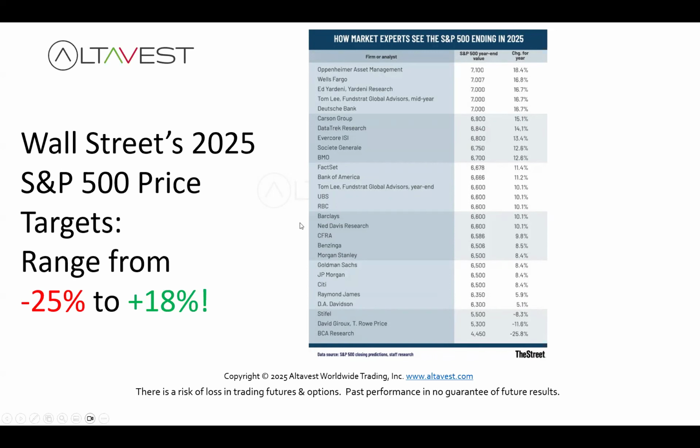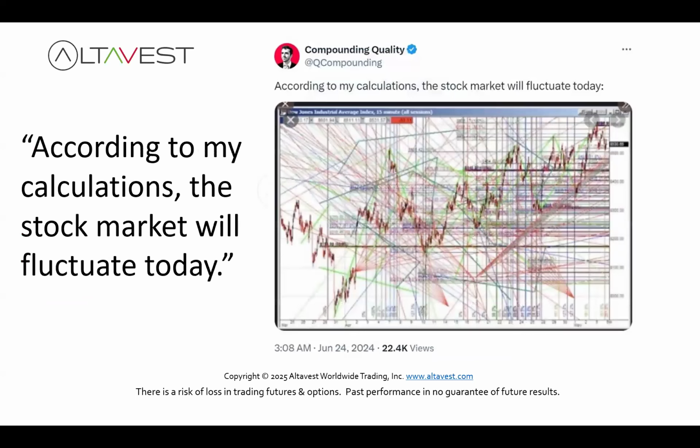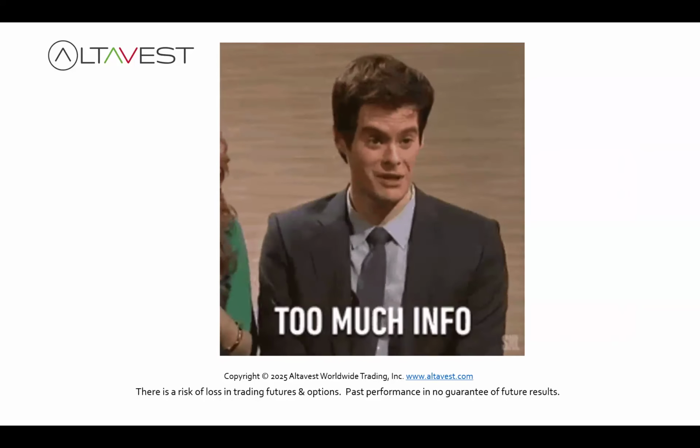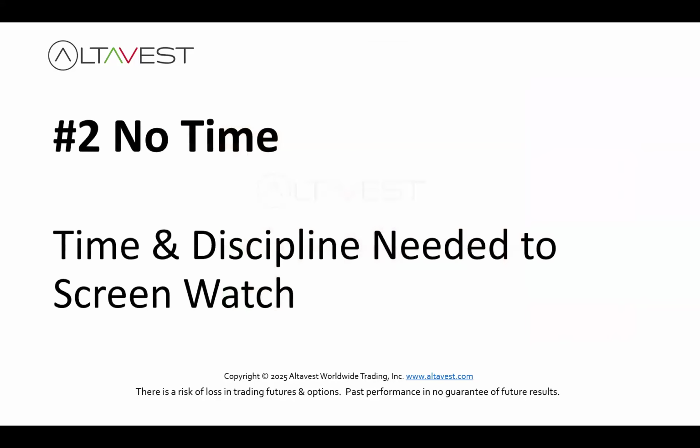It's just, again, noise. And this is obviously hyperbole, but it makes the point that sometimes even looking at the technicals and the charts can be a bit overwhelming as well. This person suggesting, according to my calculations, the stock market will fluctuate. So no kidding. So anyway, that's what you might call too much info. So that's the first barrier. But how about time?